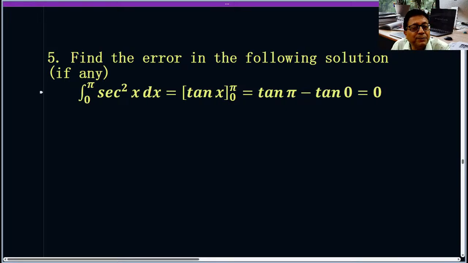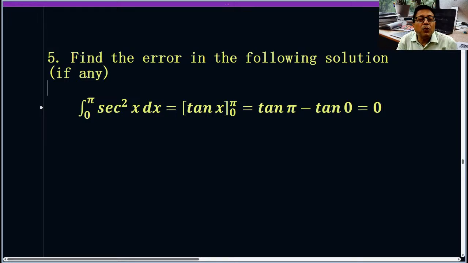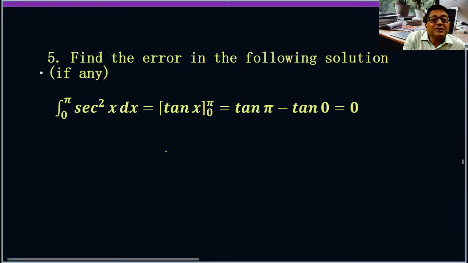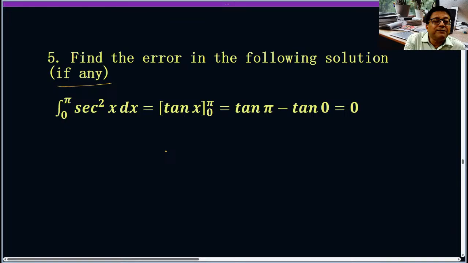Now I have kept a different type of sum for you. Okay, this is on the concept of definite integration. Try to remember what I told you in this class. The definite integration is nothing but area, and when you are using fundamental theorem of integral calculus 2, you need a continuous function. If function is not continuous, it will not be integrable. So question is here this way: find the error in the following solution, if any. Is there any error?